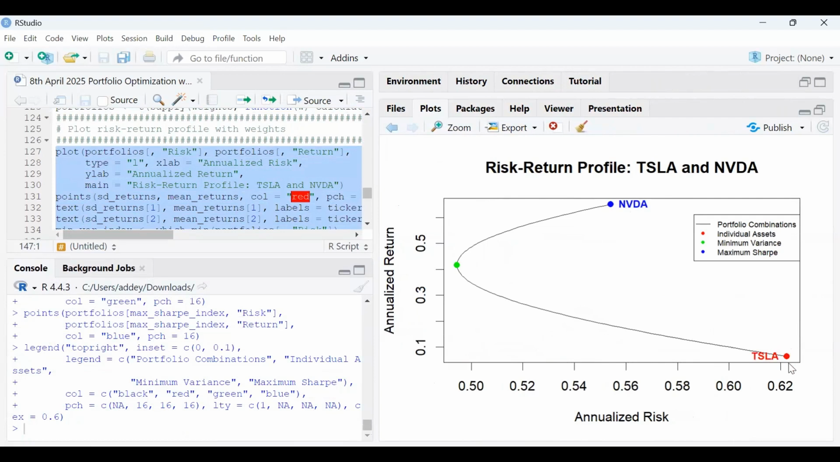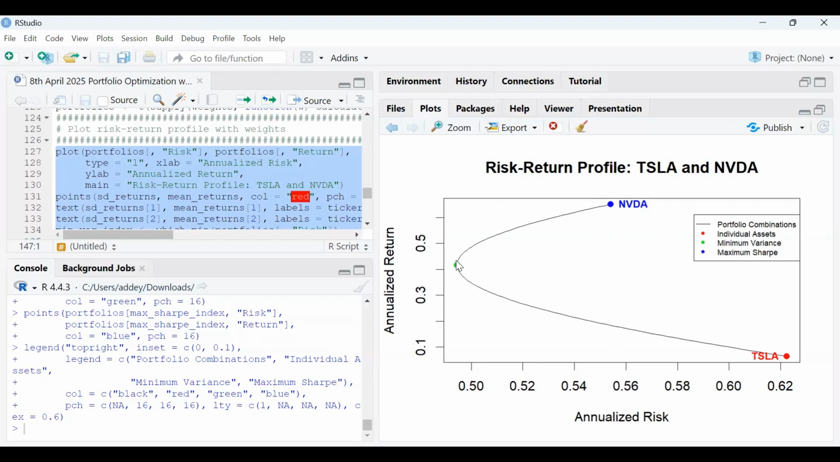So what you are seeing here is the annualized risk if you are going all out on Tesla, and this is the associated returns. However, if you decide to go all out on your NVIDIA, which also happened to be your maximum Sharpe ratio or your tangency portfolio, this is going to be the annualized risk and its annualized return. So this is your risk-return profile.